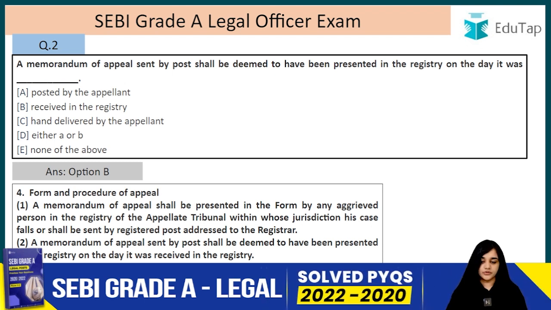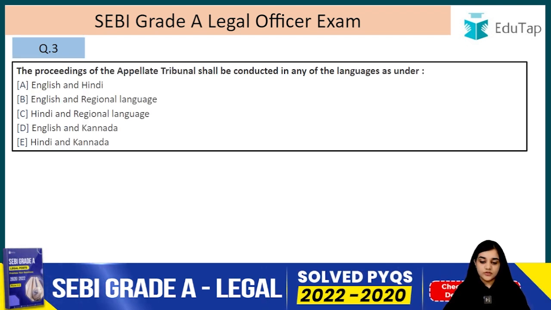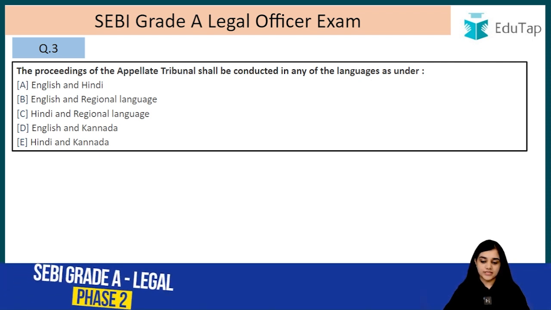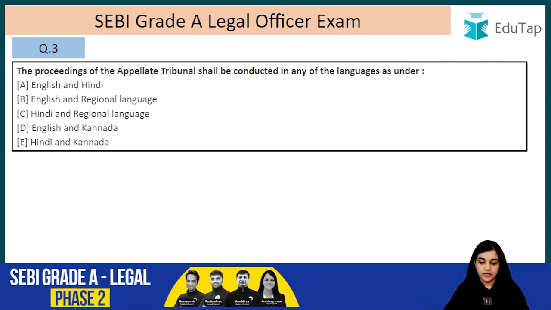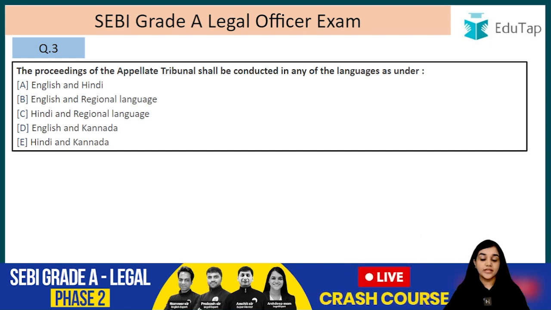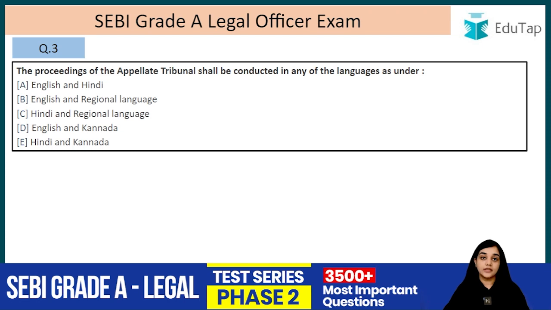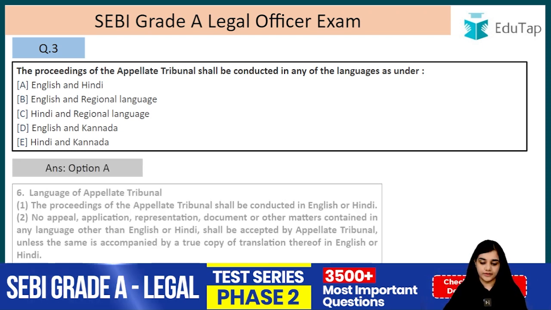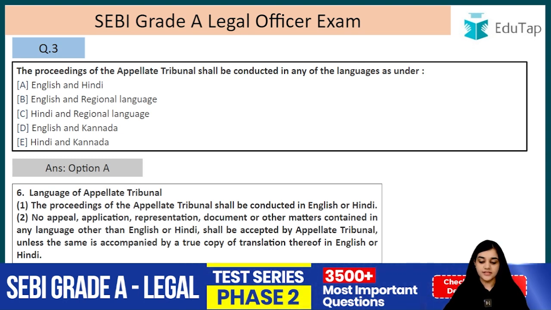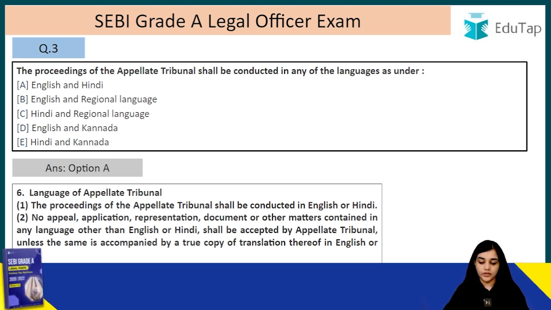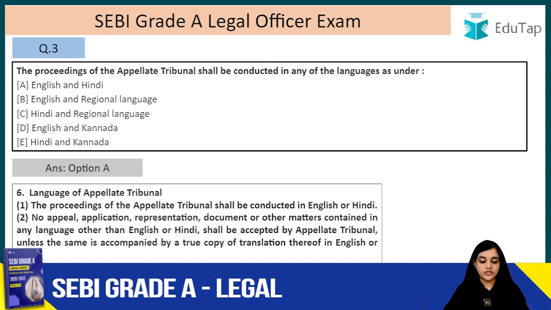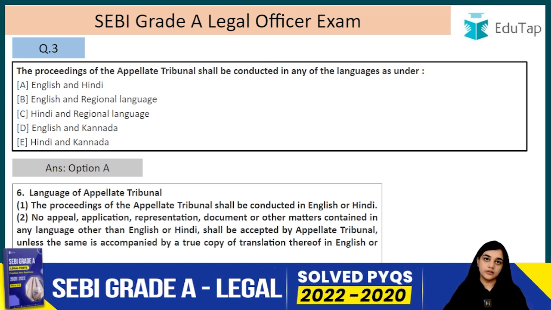Moving on, question number 3. The proceedings of the appellate tribunal shall be conducted in any of the languages as under: English and Hindi, English and regional language, Hindi and regional language, English and Kannada, Hindi and Kannada. So the answer to this question is option A, that is English and Hindi. It has been provided in Rule 6, Language of the Appellate Tribunal. The proceedings of the Appellate Tribunal shall be conducted in English or Hindi. So it can be either English or Hindi.